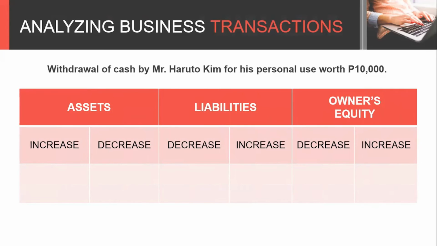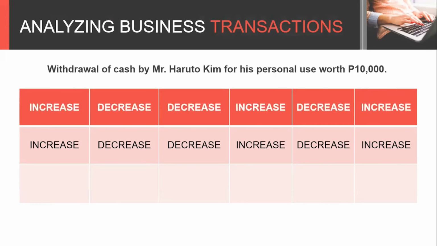Since the accounts affected in this transaction are cash and capital, it will not have any effect when it comes to liabilities. There will be a decrease in cash in this transaction because Mr. Kim withdrew cash for his personal use, and there will also be a decrease in owner's equity because Mr. Kim withdrew from the cash he invested earlier. We can now see that the transaction is balanced in the accounting equation. And that's it for the last example for this tutorial.